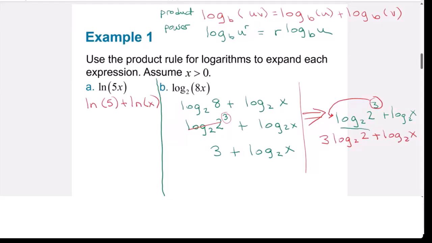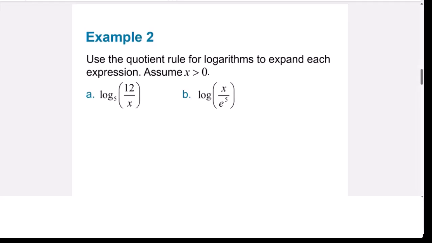And then I would get 3 log base 2 of 2 plus log base 2 of x. When the base and the argument match, this equals 1. 1 times 3 is 3. Our final answer would be 3 plus log base 2 of x. Either way, we get the same answer, but there are two different ways now because we have another rule that we haven't had before.